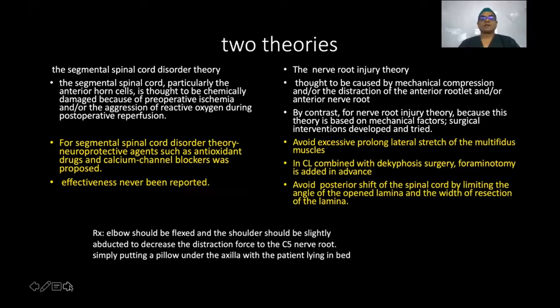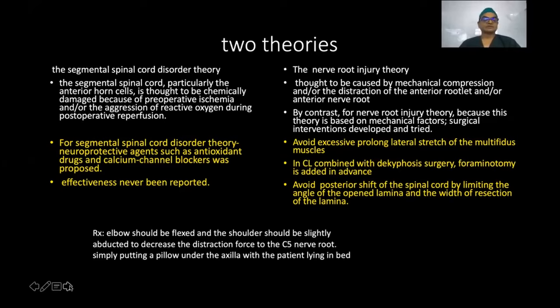The other theory holds that nerve root injury is caused by mechanical compression or destruction of the anterior nerve root, nerve rootlets or nerve root. By contrast, because the nerve root injury theory is based on mechanical factors, various surgical interventions were developed, which include avoiding excessive prolonged lateral stretch on the multifidus muscle, doing a foraminotomy in advance while performing a cervical laminoplasty, and avoiding posterior shift of the spinal cord by limiting the angle of the open lamina and also by limiting the width of the resection of the lamina.